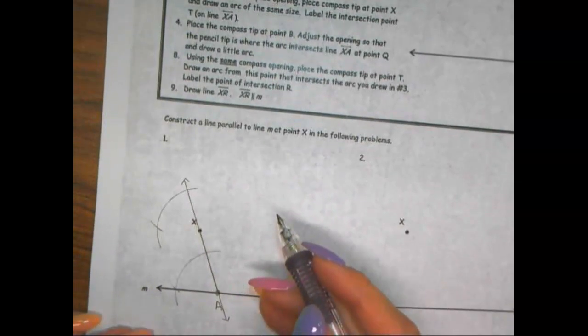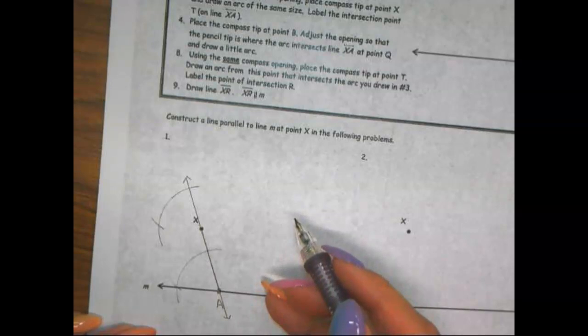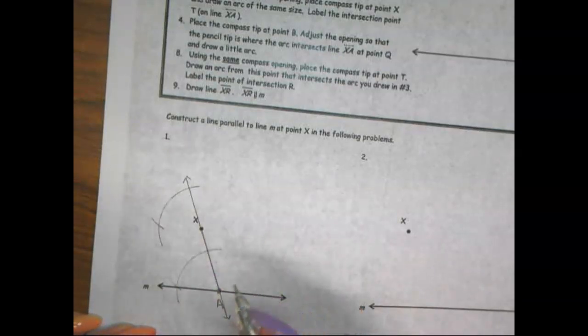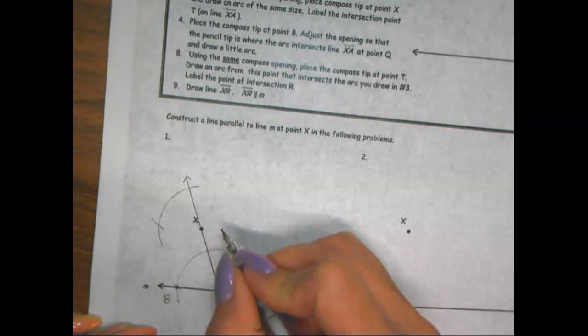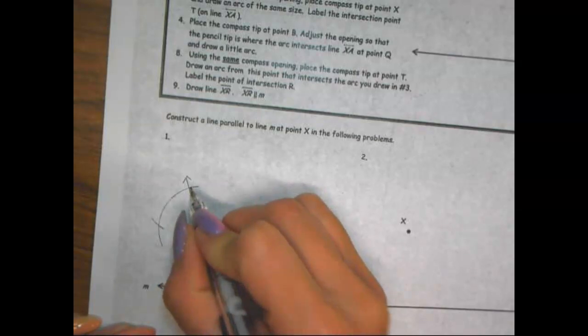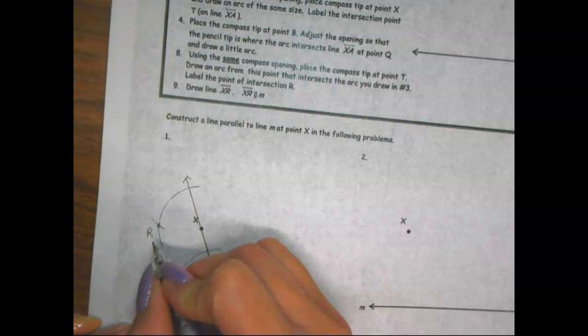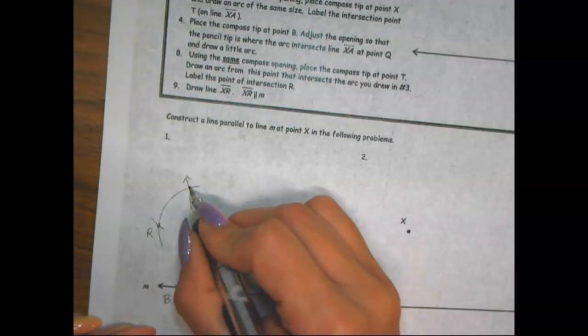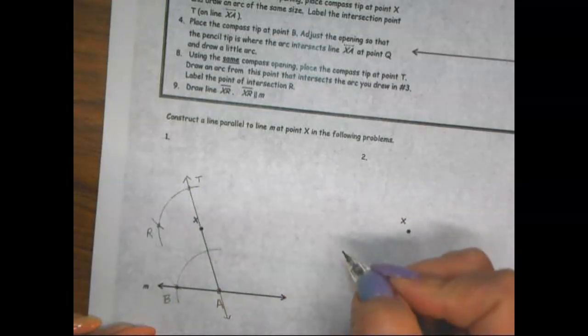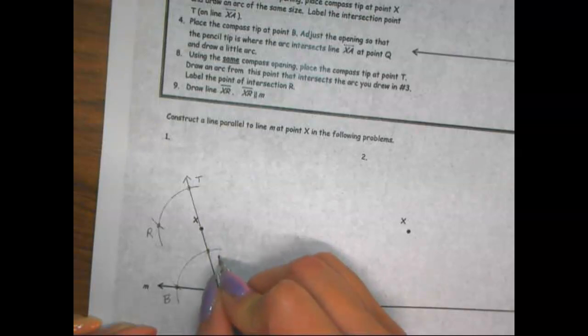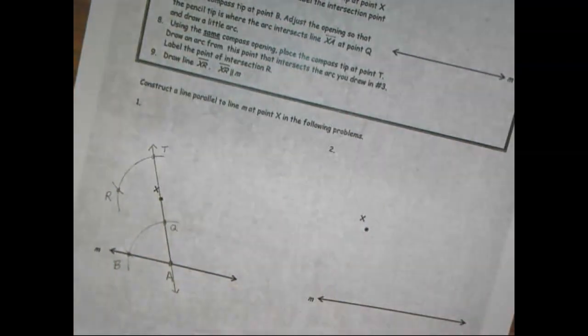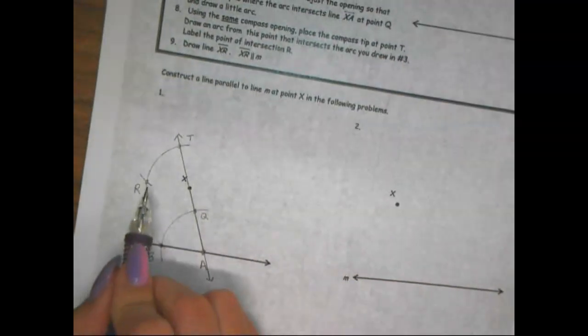And let's see, this specifically says to label this as T. Label intersection point B with line M. This is B. This is R. This is T. And Q. There. Okay.